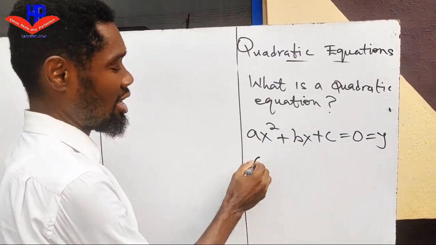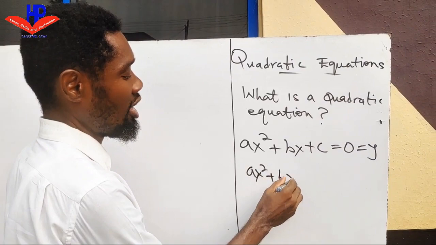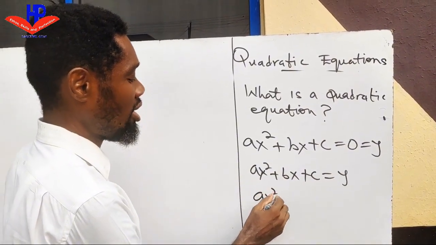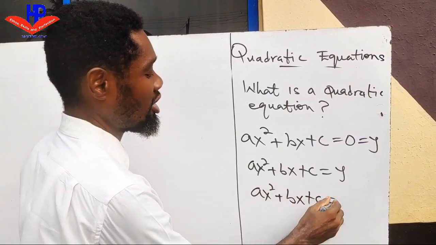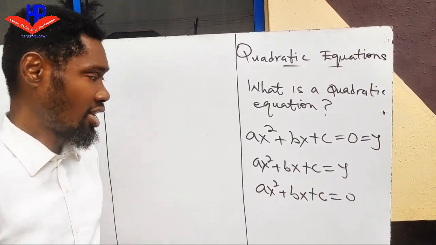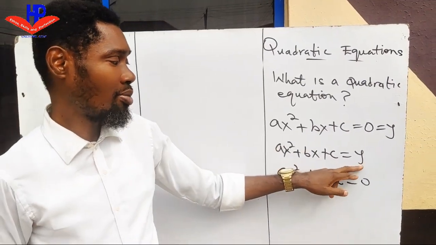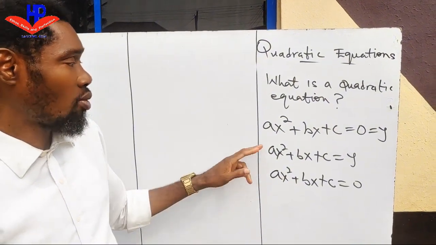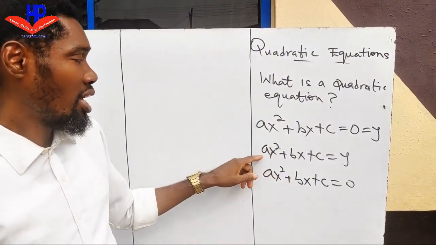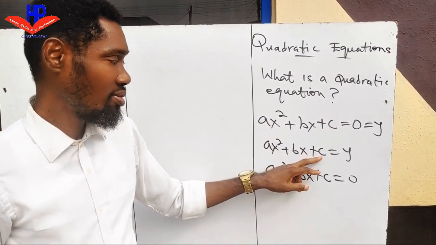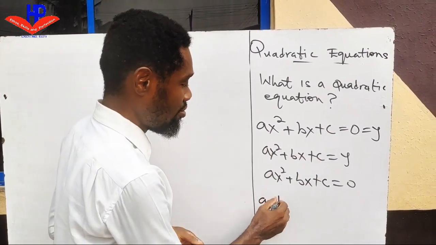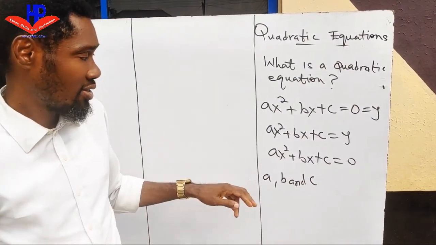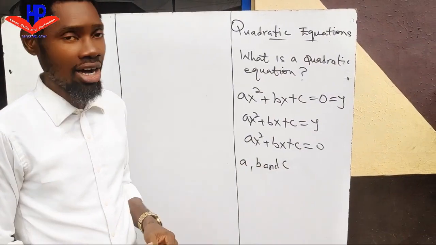So you can either write it as ax squared plus bx plus c is equal to y, or as ax squared plus bx plus c is equal to 0. In this case, y is the dependent variable and x is the independent variable. So in a quadratic equation of this form, a, b, and c are referred to as constants. A, b, and c are constants.